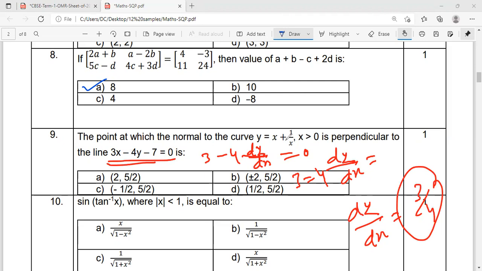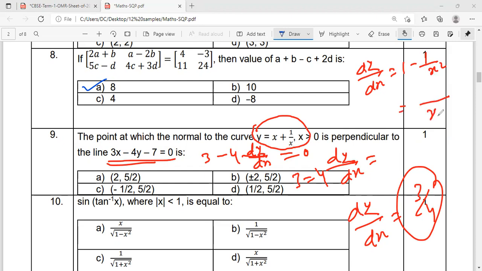We need to find the point where the normal to the curve is perpendicular to this line. We can find the slope of the normal. So what is the slope of this? To find the slope of this function, y equal to x plus 1 by x, we will find dy by dx of this, which would be the derivative of x is 1, the derivative of 1 by x is minus 1 by x squared.